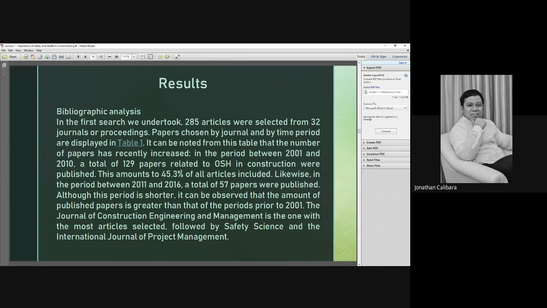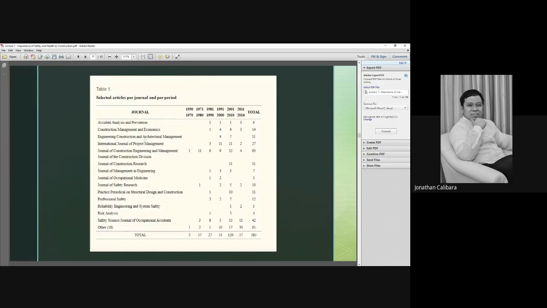This amounts to 45.3% of all articles included. Likewise, in the period between 2011 and 2016, a total of 50 were published. Although this period is shorter, it can be observed that the amount of published papers is greater than in the period prior to 2001. The Journal of Construction Engineering and Management is one of the most selected, followed by Safety Science and International Journal of Project Management. So, if you want to have this management level with safety practice, then this is a good idea. In table 1, they took many journals.